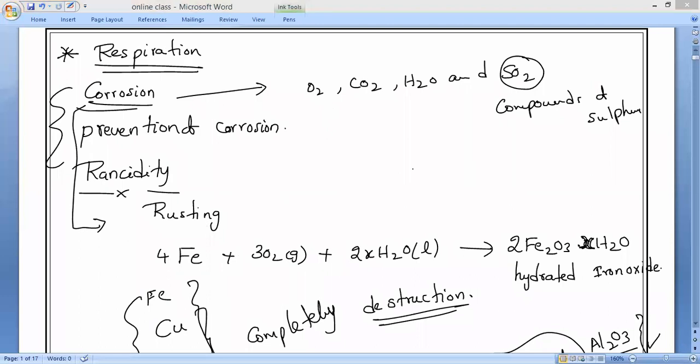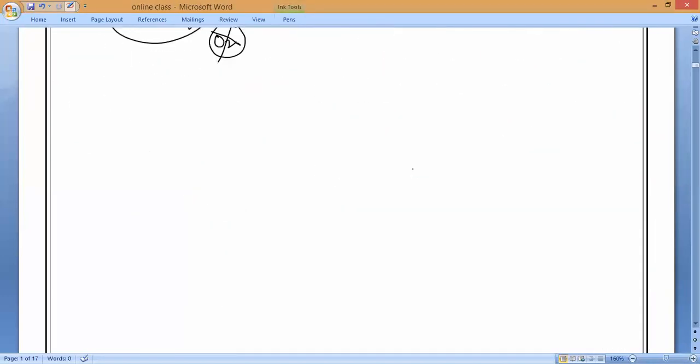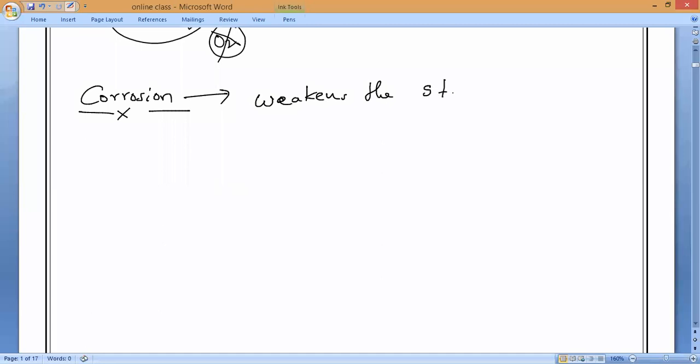Now in today's class, we'll go directly to the prevention of rusting, or we can say prevention methods of corrosion. Please keep reading and write it down. Because of this corrosion or rusting, does the metal's strength become strong or weak? Weak. Because of corrosion, it weakens the strength of the metal. That is what you have to remember.